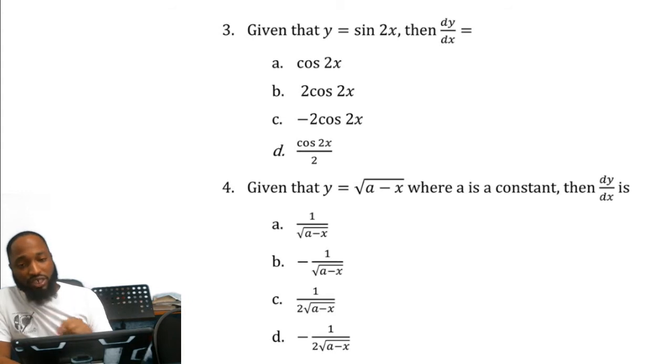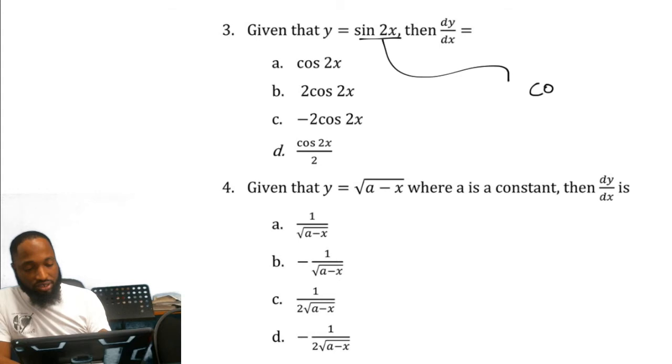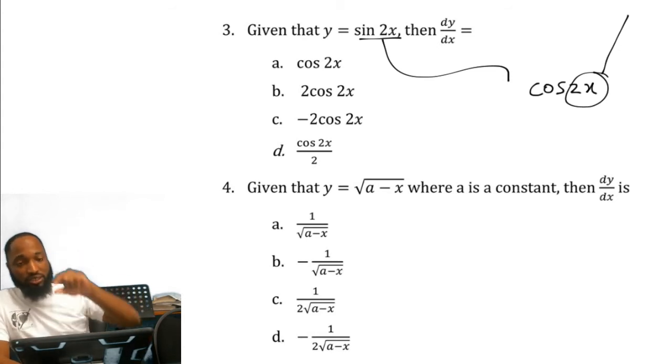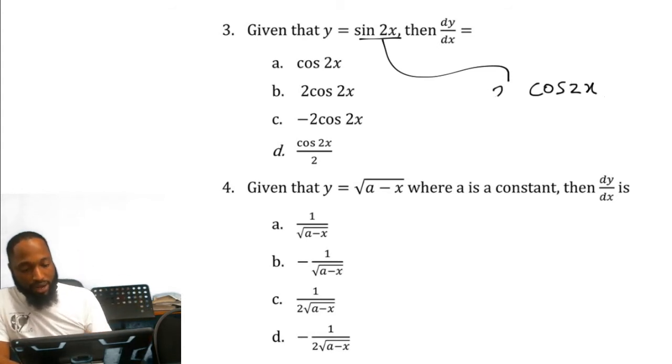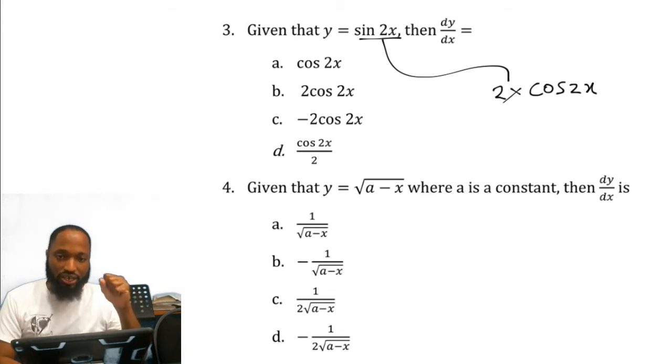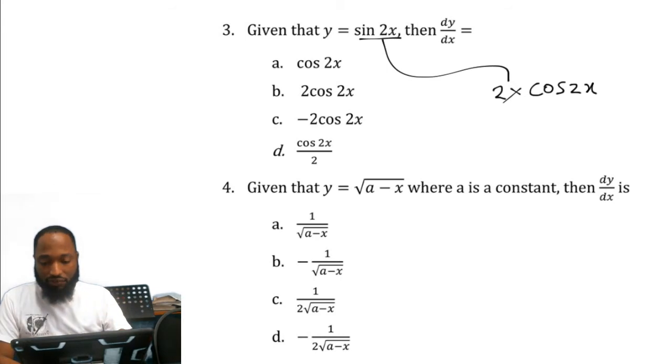So how do you differentiate this? Very simple. You differentiate the sine, you get cos, put back the 2x. And you also need to differentiate what's inside here. The differential of 2x is 2, so you're going to multiply by that. So it's basically the chain rule that's occurring here. So what is the answer for 3?